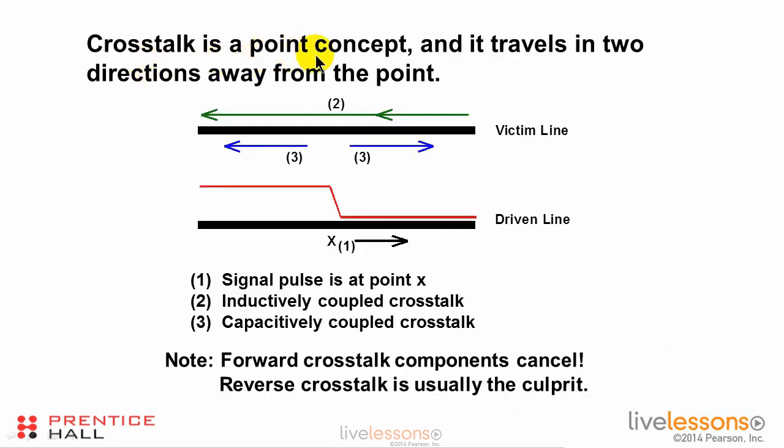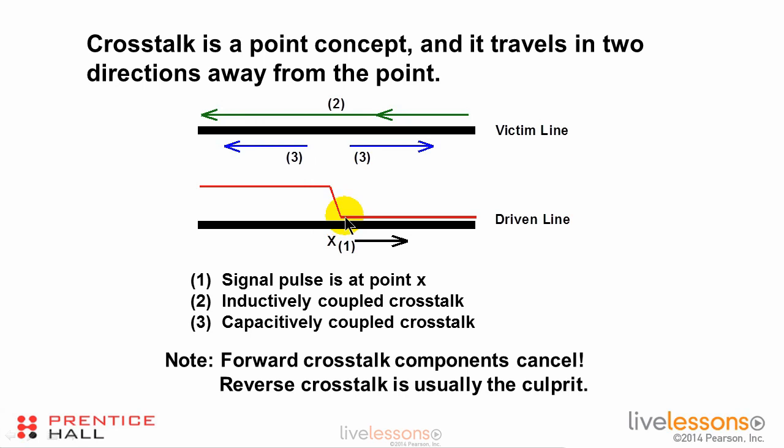First of all, crosstalk is a point concept, and it travels in two directions away from the point. Here is a signal, and it is propagating down a trace. We call this the driven line or the aggressor line. Here is an adjacent trace. We call it the victim line, and we're going to look at this point right here.